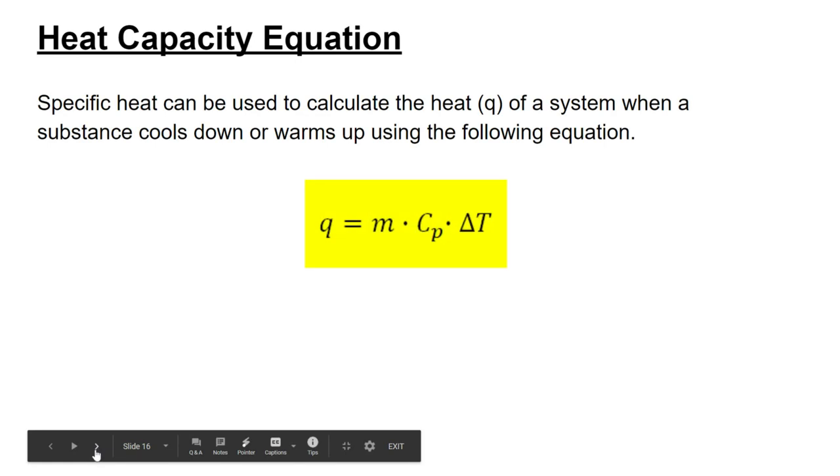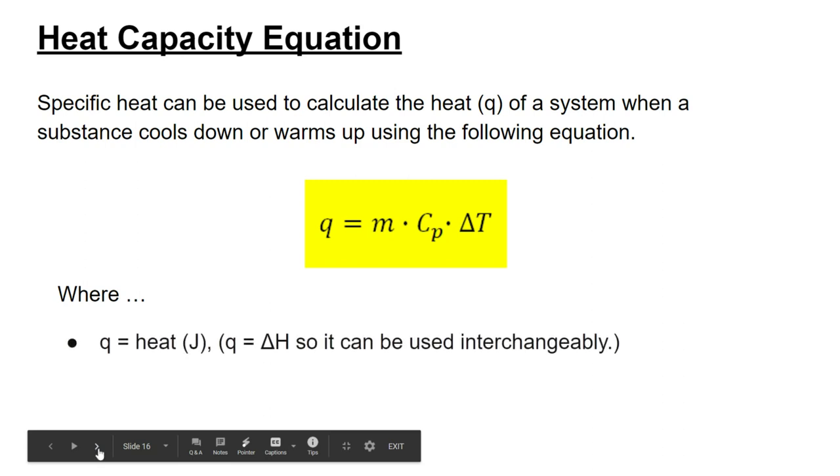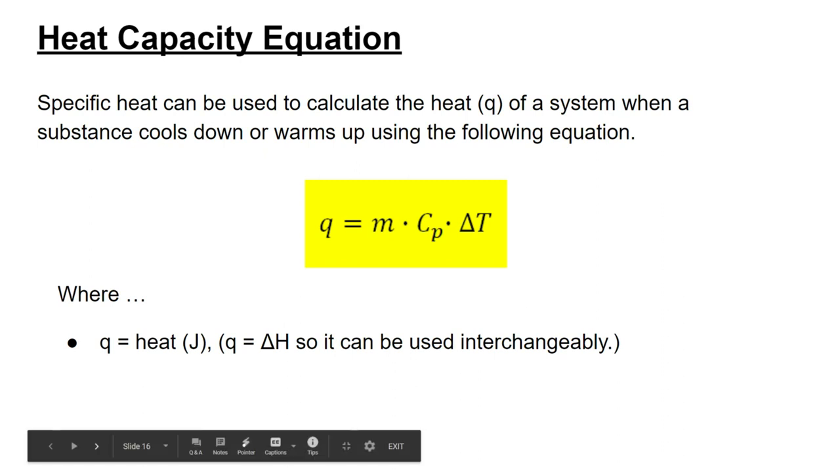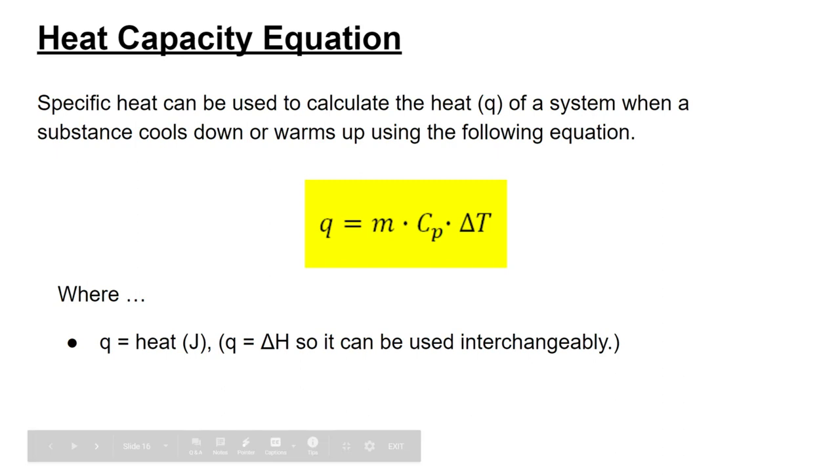So the heat capacity equation is Q, which is the heat, equal to m Cp delta T, and is dependent on the mass, the specific heat, and the change in temperature. I already talked to you about Q being the heat, which is measured in joules. Q is the delta H. Q and delta H can be interchangeable with each other.